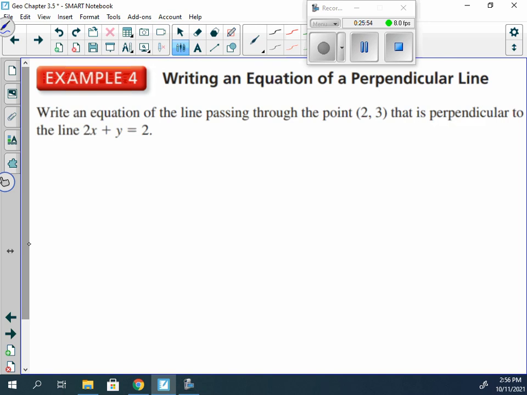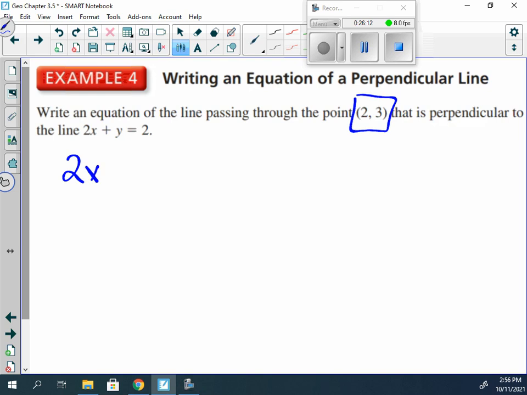Flip. So, write an equation of the line that passes through the point (2, 3). It is perpendicular to the line 2x + y = 2. Is this equation in y = mx + b form? So we need to get it into that form.